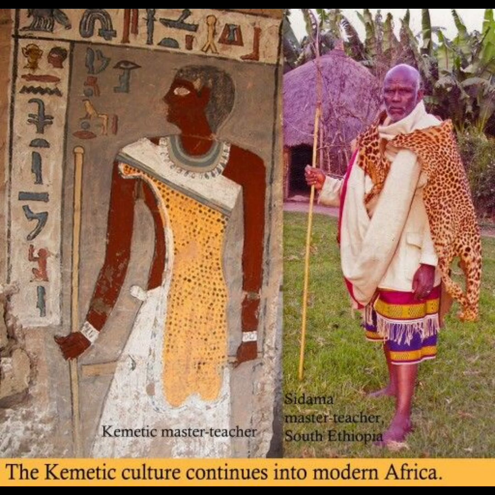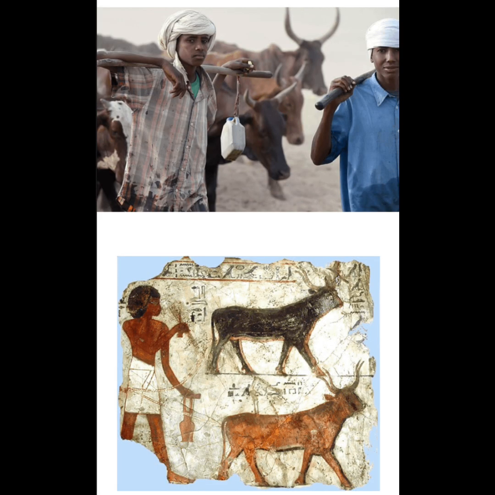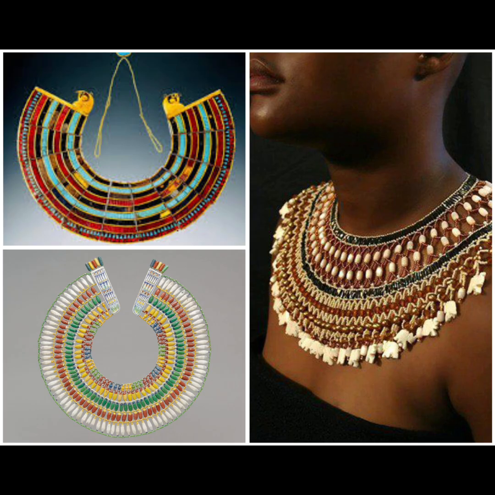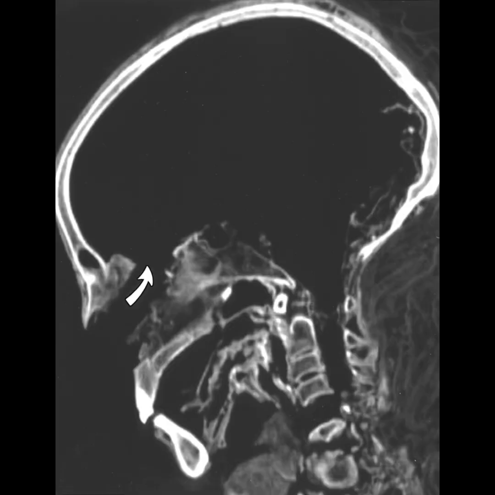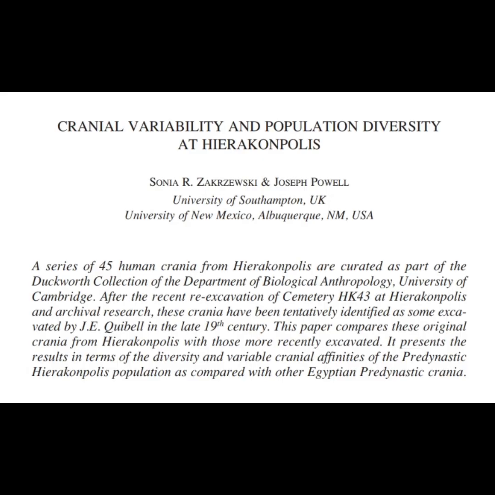Other anthropologists have also explored the biological and cultural affinities of ancient Egyptians. For instance, studies have shown that First Dynasty crania from Abydos demonstrate a greater affinity with Upper Nile populations, supporting this research. Cranial variability and population diversity: a study on crania from Heracleopolis excavated in the late 19th century, compared with more recently excavated crania, sheds light on population diversity and cranial variability.